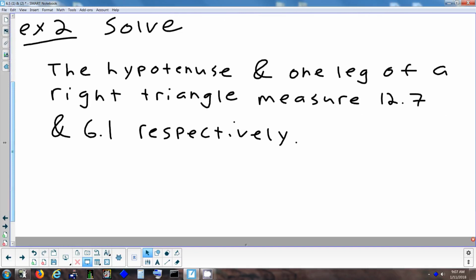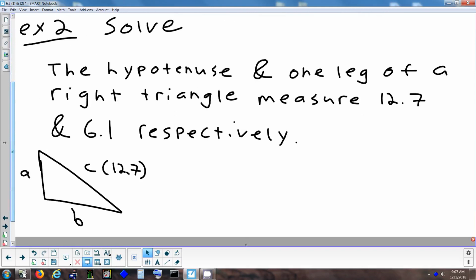Okay, so let's make a sketch. It doesn't matter what side is A and what side is B. They're just the legs, so I usually put A and B on the bottom. C is the hypotenuse. And now I'm going to fill in what I know. It says the hypotenuse is 12.7, so we'll call that C.